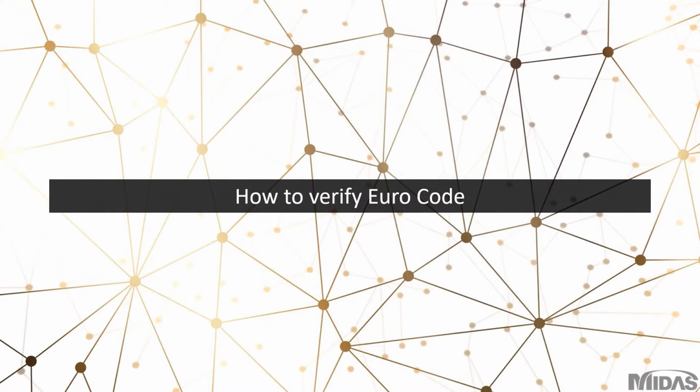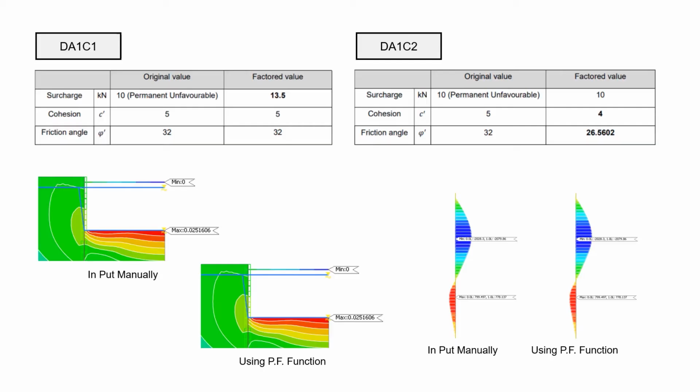Okay, so let's move on to how to verify the Eurocode using your FEM program. You can verify whether the partial factor function of the FEM analysis program is working correctly or not. In this verification, you need to create two models: one that automatically considers the partial factor using the function of the analysis program, and one with the factored values from your calculation keyed in manually. From both analyses, you should get the same results. So if your FEM analysis program provides the partial factor function, you can save the time of calculating the strength of soil and load with a partial factor.